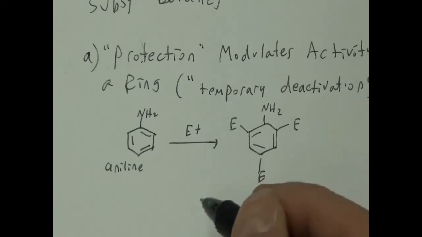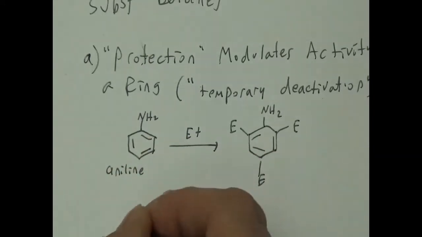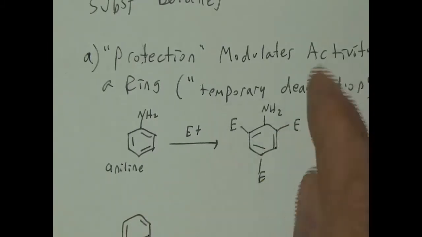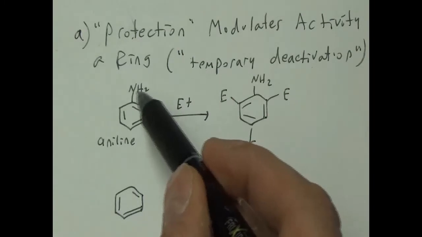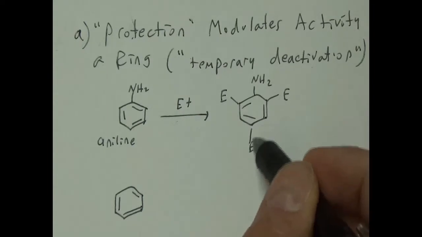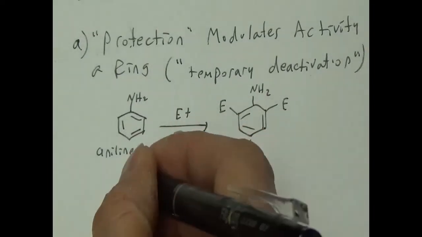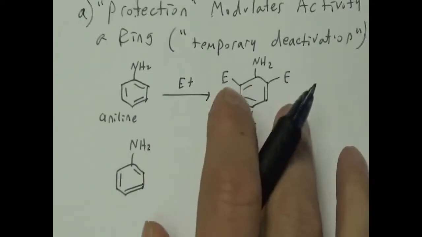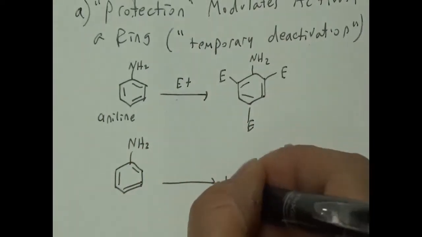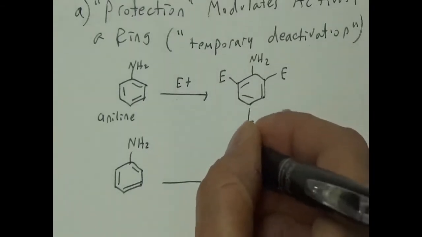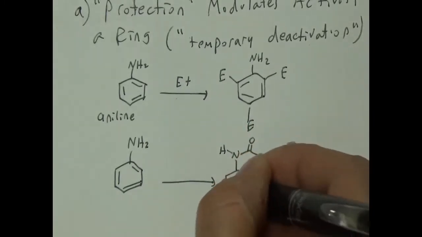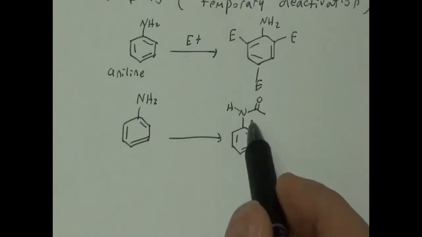Okay. All right. So how can we do that? Is there some kind of strategy where we can temporarily deactivate the nitrogen so that we can incorporate something like a single electrophile? And the answer is yes. So the trick is to start with the NH2, and we're going to convert it to an amide. Okay, so now we're NH2, now it's an amide.